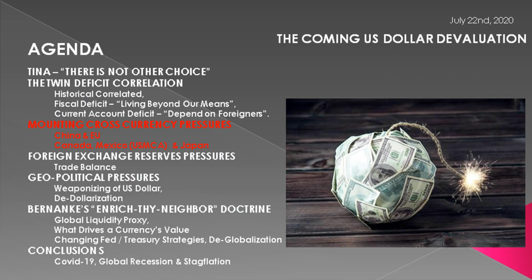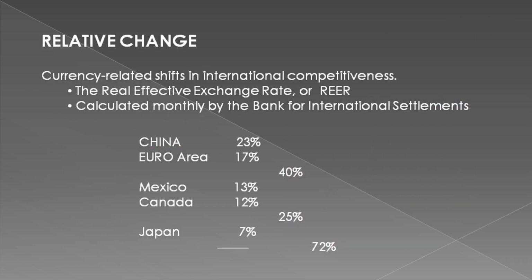I can hear the TINA crowd out there saying, yes, this may be the case, but what exactly is the U.S. dollar going to devalue against? If the dollar goes down, something has to go up. The way to consider this is to look at the real effective exchange rate, or the REER, published by the Bank for International Settlements. It shows that 72% of the U.S. dollar movement is about the currency-related shifts in international competitiveness, with the currencies shown here. The yuan and the euro account for 40%, with the USMCA partners accounting for another 25%.